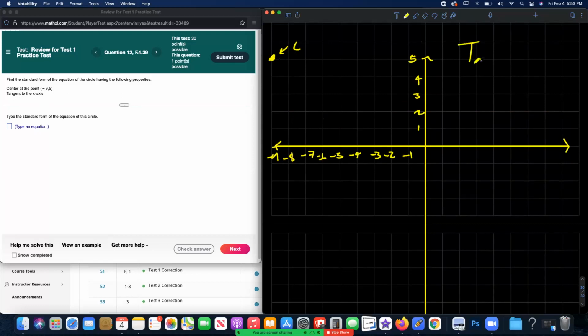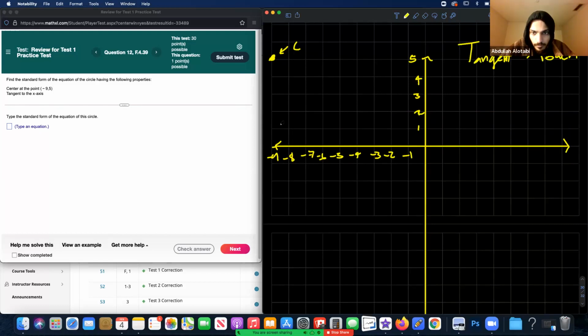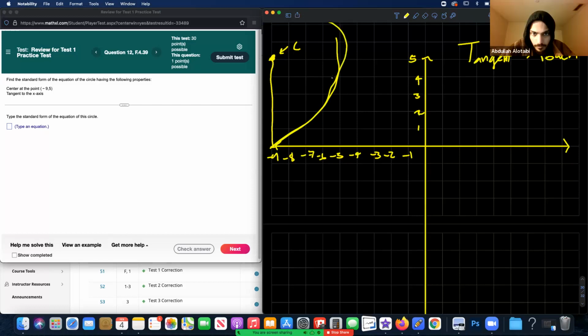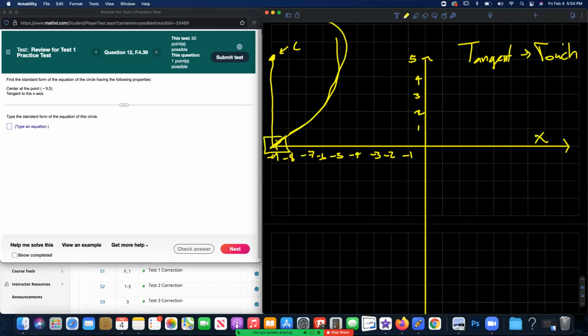So tangent means it touches. And specifically, it touches at one point. So basically, it should look something kind of like this. No, it's not a good circle, but you get the idea. So in other words, it'll touch the x-axis at only this point. Got it. So for example, tangent would be something like that. Or a tangent to the y-axis would be something like this.